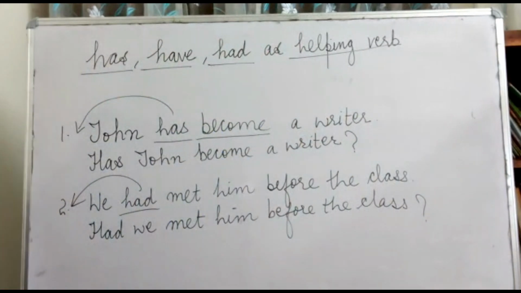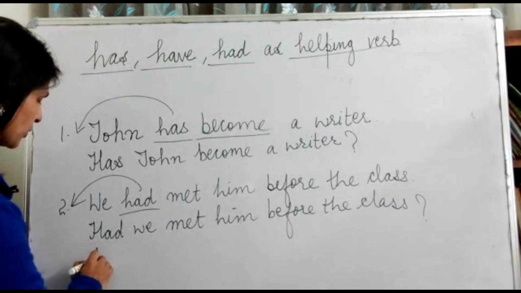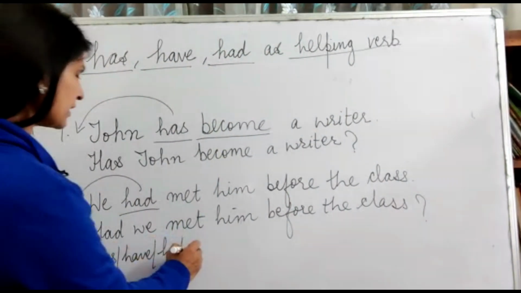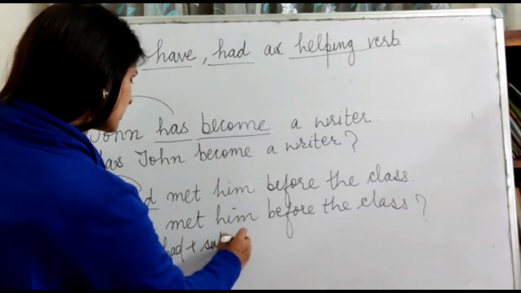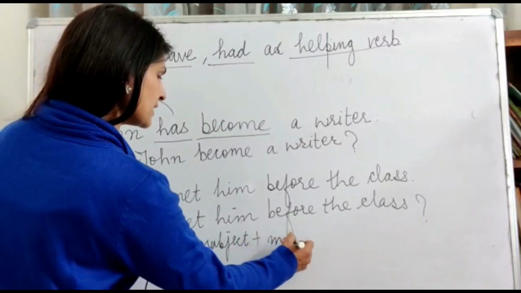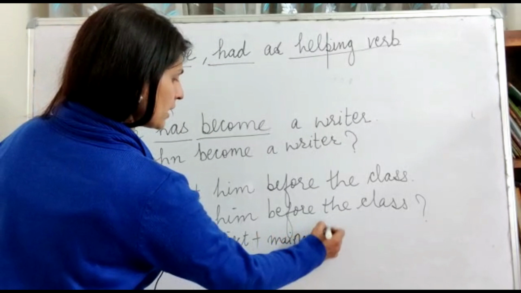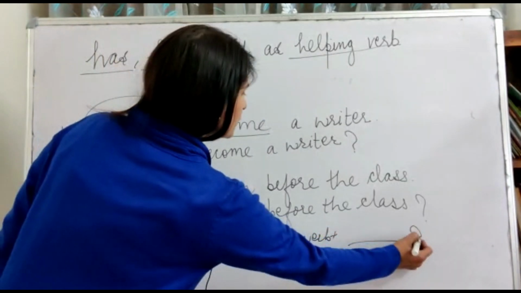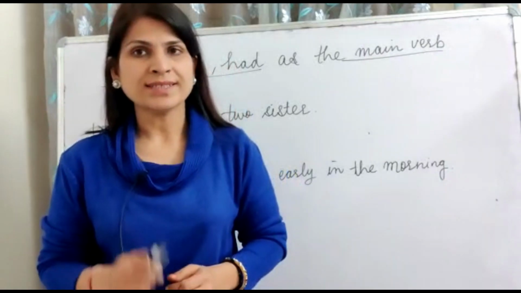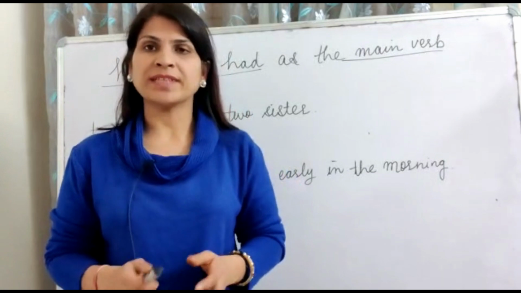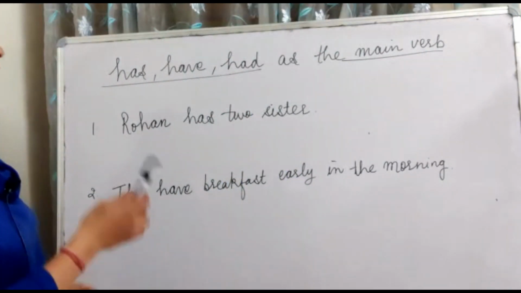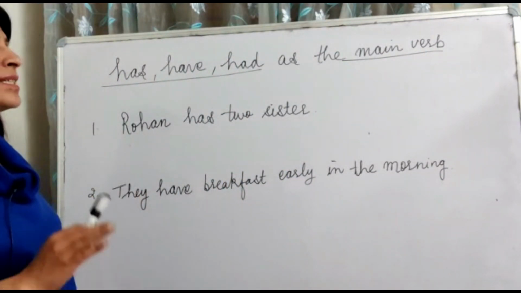So what is the formation of these sentences? First, we should have has, have or had verb. Then we should have the subject, and then we should have the main verb which is given in the sentence, and then we should have the remaining part of the sentence and then the question mark. Now let's learn how do we change a declarative sentence into an interrogative sentence when has, have or had are used as the main verb in the sentence.